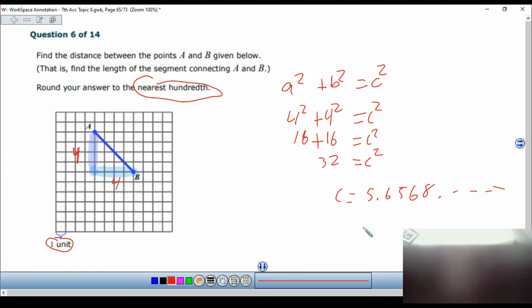So we want the hundredths place. I always show this, right? We need 2 decimals because that's the hundredths place. So we always look at this one right here to determine what we do with our number.